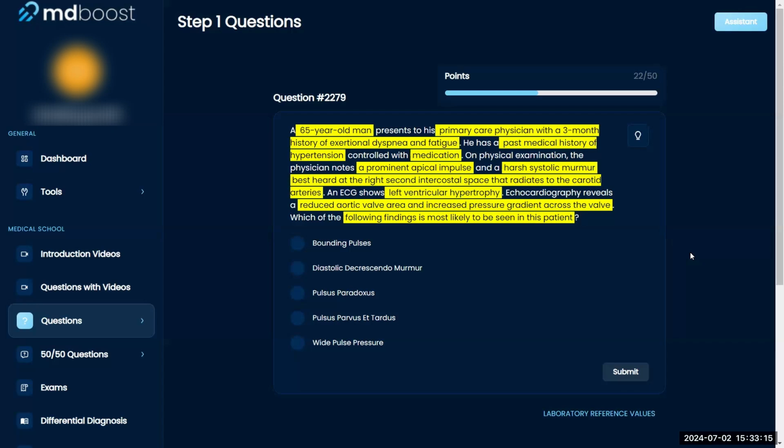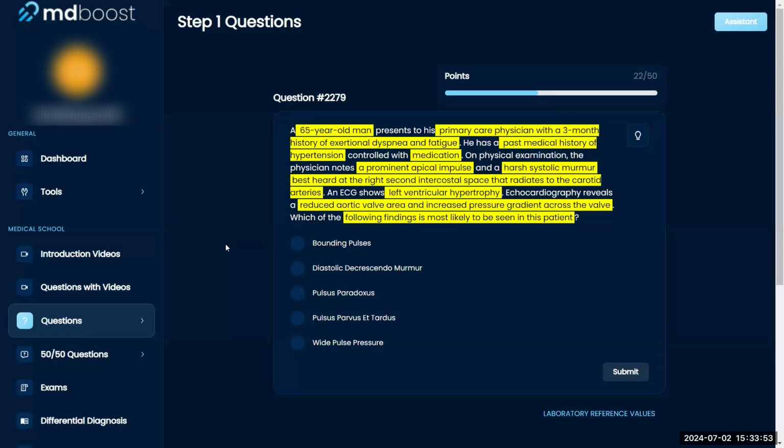So, dealing with exertional dyspnea and fatigue, sounds like he's having maybe stable angina. Prominent apical impulse and a harsh systolic murmur, best heard at the right second intercostal space, radiates to the carotid arteries. That sounds like aortic stenosis. ECG shows left ventricular hypertrophy, which makes sense because of the increased pressures. Reduced aortic valve area, so stenosis there.